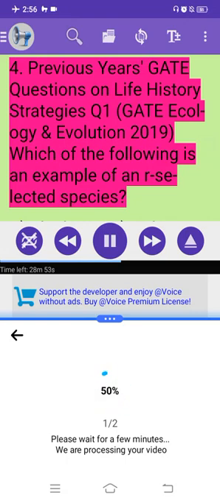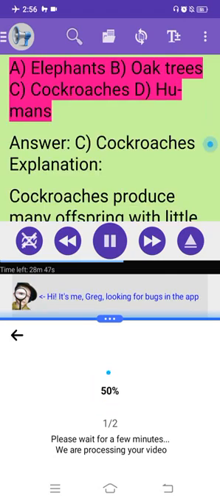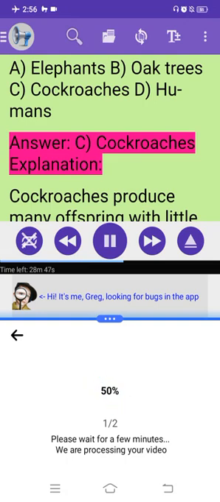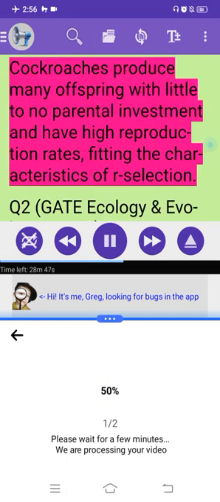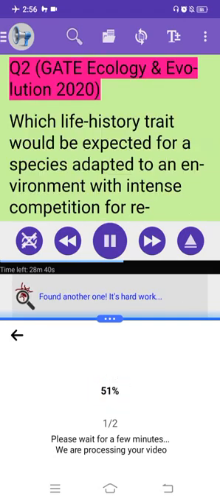Which of the following is an example of an R-selected species? A. Elephants. B. Oak trees. C. Cockroaches. D. Humans. Answer: C. Cockroaches. Explanation: Cockroaches produce many offspring with little to no parental investment and have high reproduction rates, fitting the characteristics of R-selection. Q2, GATE Ecology and Evolution 2020.